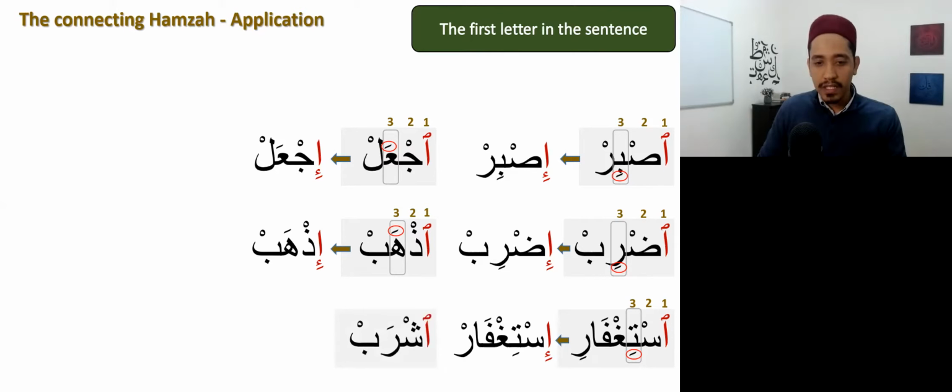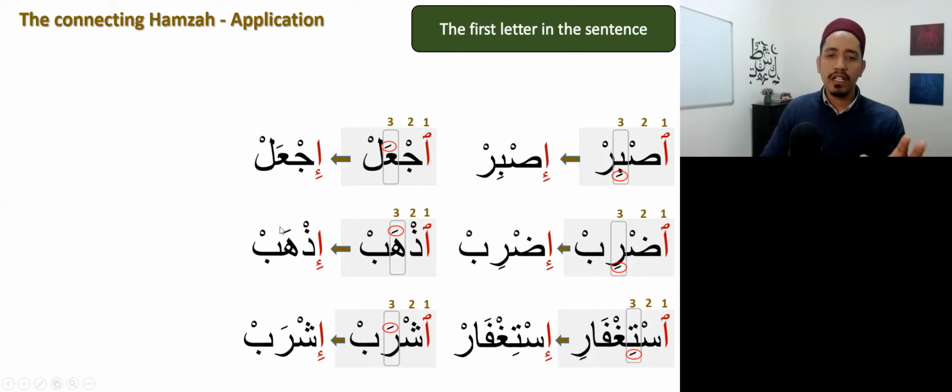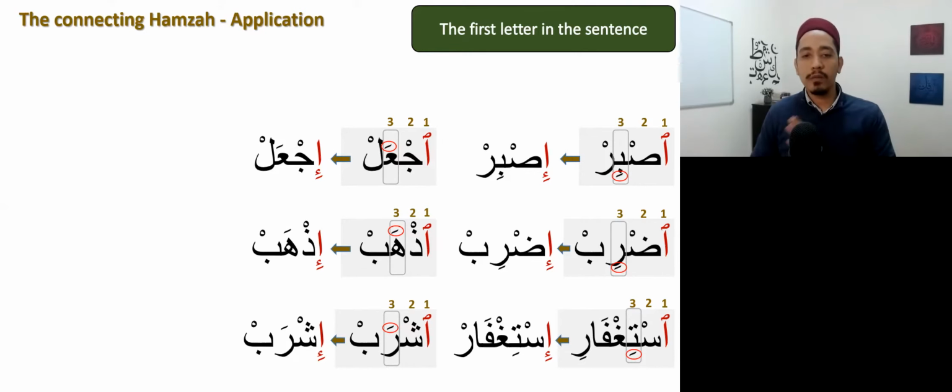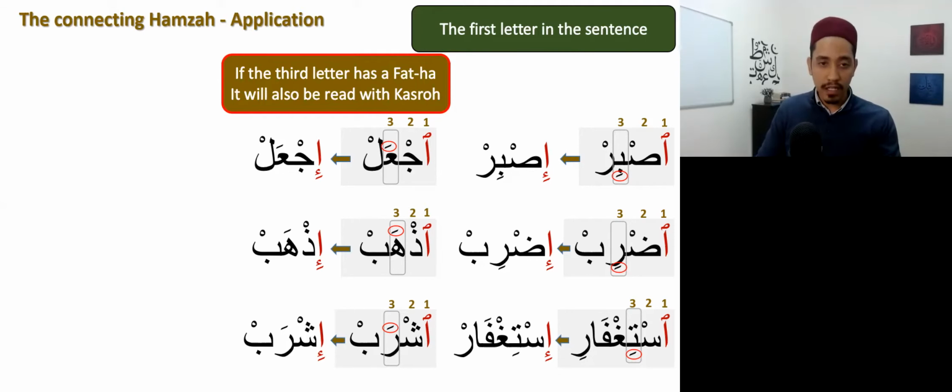Another example, third letter, 1, 2, 3, fatha. With what haraka should the connecting Hamza be read? Someone says kasra. Excellent. Ishrab. How do we know? Because the third letter has a fatha. If the third letter has a fatha or a kasra, the connecting Hamza will be read with a kasra. And there's the second rule.